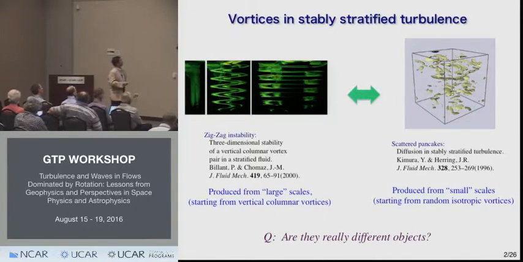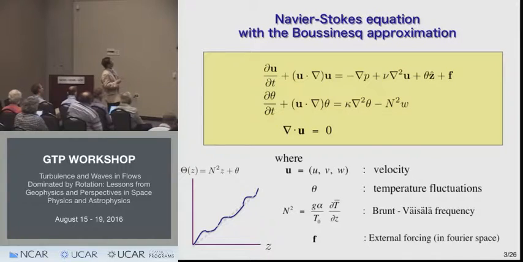So to do that, we crank up the Navier-Stokes equation with the Boussinesq approximation. The equation is familiar already, perhaps. Here, U is velocity, and theta is temperature fluctuations. By using the Boussinesq approximation, N squared here is the Brunt-Väisälä frequency, or buoyancy frequency. And we put external forcing in Fourier space.